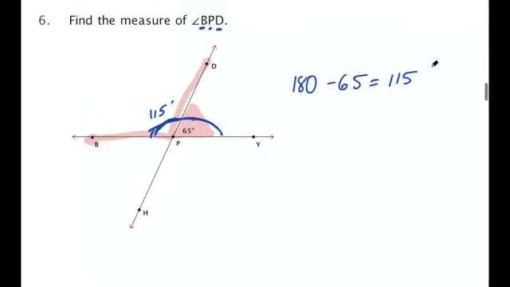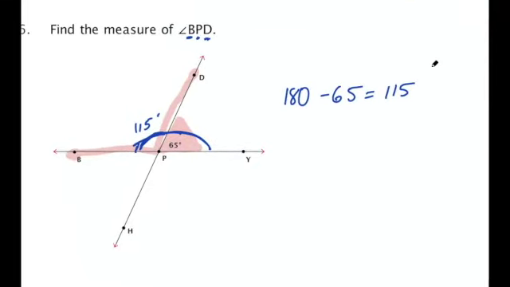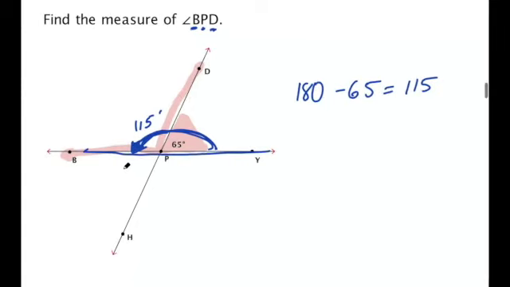So slow it down if you have to. Just know that if I have this straight line here, and these two angles make up that straight line, then they're going to add to 180. They're supplementary. Okay.